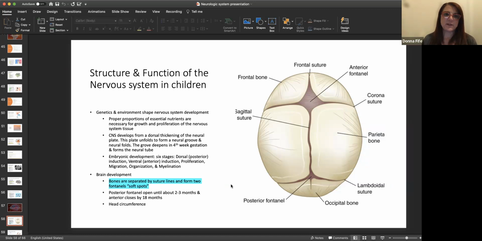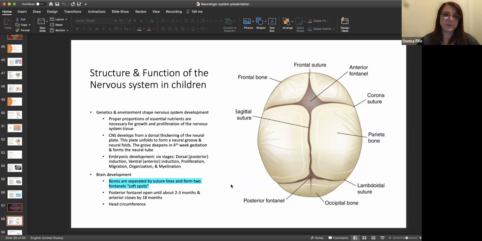The CNS develops from a dorsal thickening of the neural plate, and this plate unfolds to form a neural groove and neural folds. This groove deepens in the 4th week of gestation and forms the neural tube. Embryonic development is in 6 stages: dorsal or posterior induction, ventral or anterior induction, proliferation, migration, organization, and myelination.